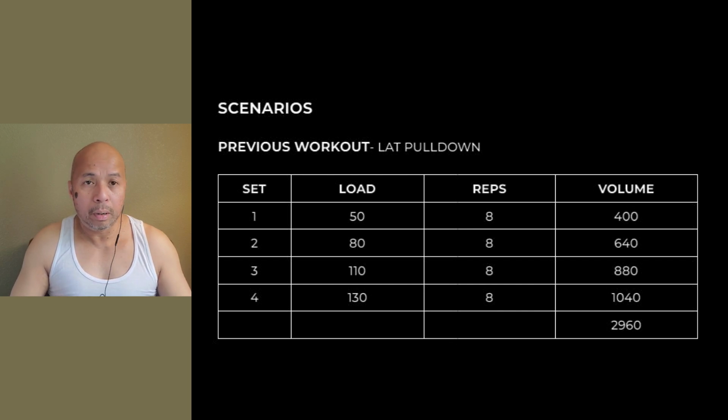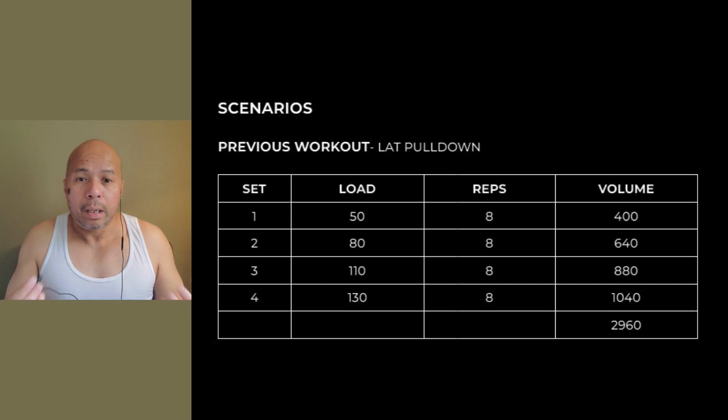Now, later on in this video, I'm going to explain that these are just reference numbers for volume, because volume could become more complex than you think. So let's look at set number 2. We go up to 80 pounds, 8 reps. And third set, 110. Fourth set, 130. So this is a correct type of progression that you should make for each set.